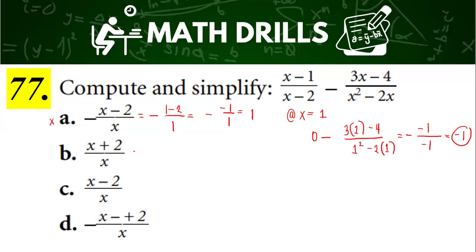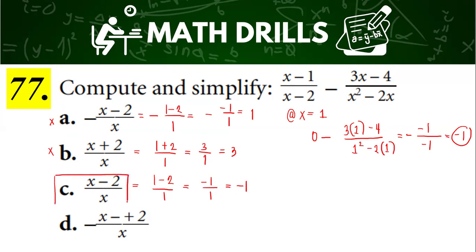For letter B, we'll have 1 plus 2 over 1, which is equal to 3 over 1, that is 3. So it's not letter B also. Let's try letter C. We have 1 minus 2 over 1, so 1 minus 2 is negative 1 over 1, which is equal to negative 1. So the answer for number 77 is letter C, x minus 2 over x.